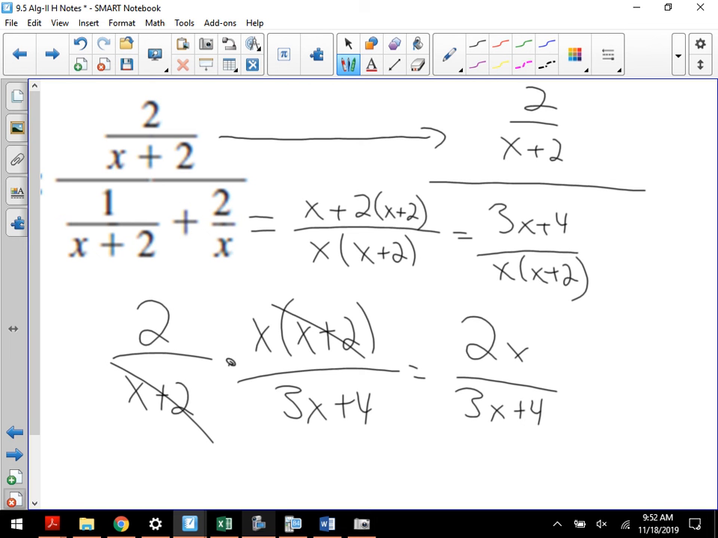It's the idea that you have these complex fractions. They just look awful, but they're not tough to work with.